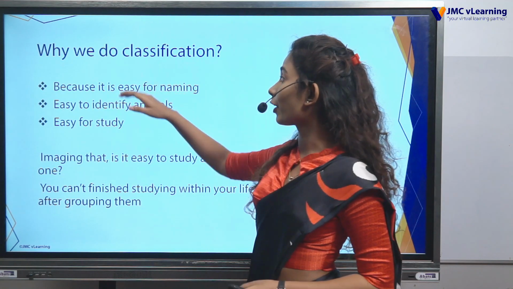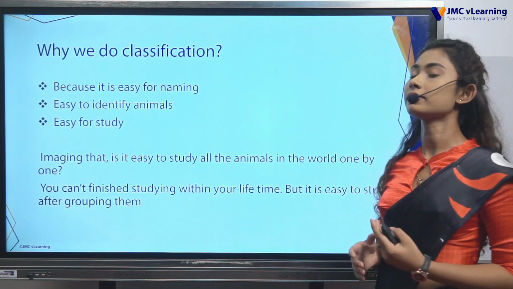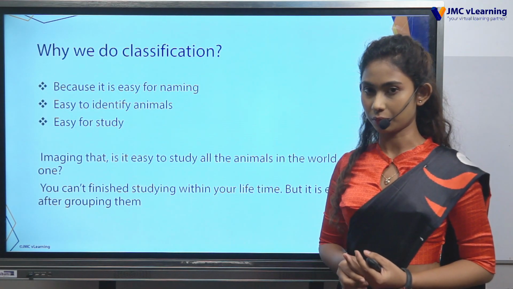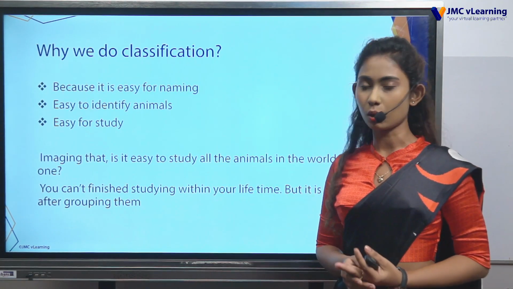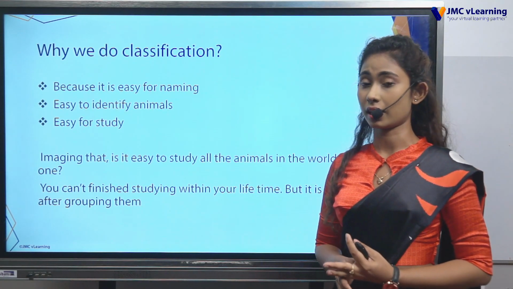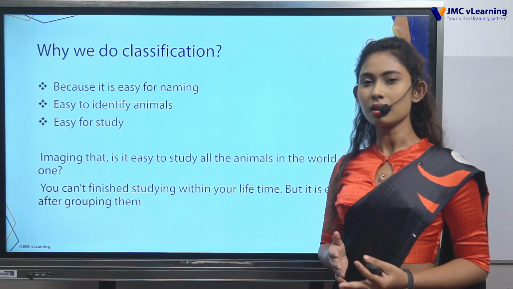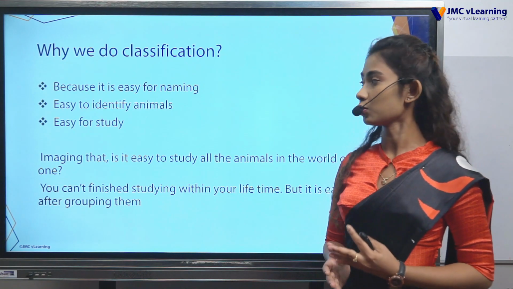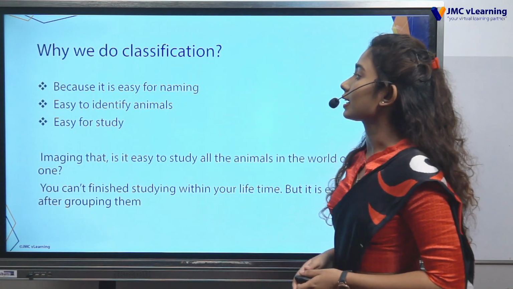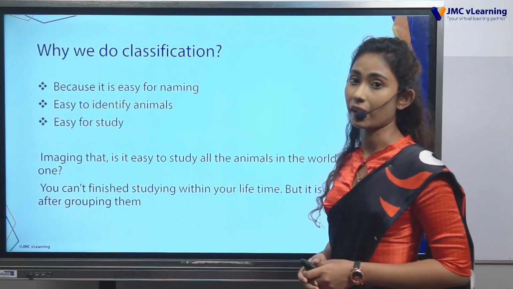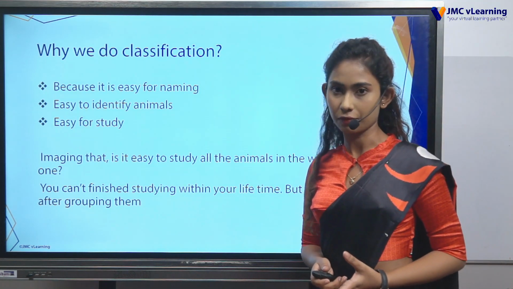Let's consider why we do classification. There are more than 3.5 billion types of animals in the world. If someone wants to study all the animals in this world, is it possible? No, it is impossible. It is really difficult to study more than 3.5 billion types of animals within one's lifetime. So scientists decided to do classification. Why do we do classification? Because it is easy for naming, easy to identify animals, and easy for study. These are the reasons why we should do classification.